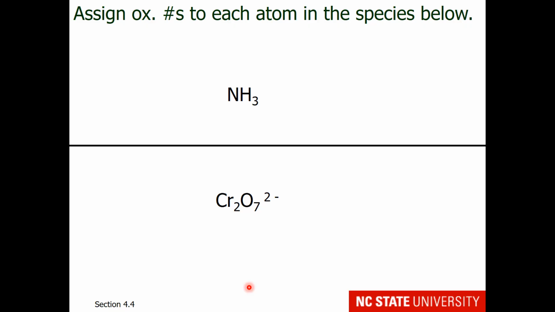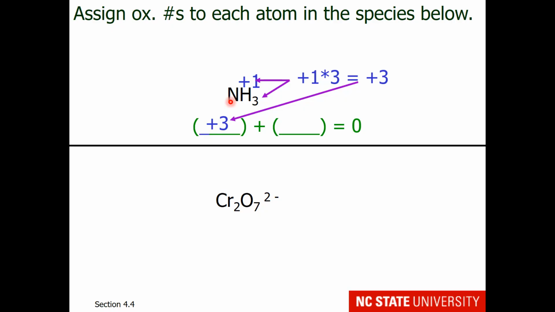How about ammonia? This is a neutral compound, so the charges will all add up to 0. Nitrogen is a nonmetal. So Rule 4 tells us that when hydrogen is bonded to a nonmetal, each hydrogen has an oxidation state of +1. There are 3 of these hydrogens, so the net oxidation state for all 3 of them is +3. And of course, what goes in the blank? -3. So the nitrogen in this compound has a -3 oxidation state.